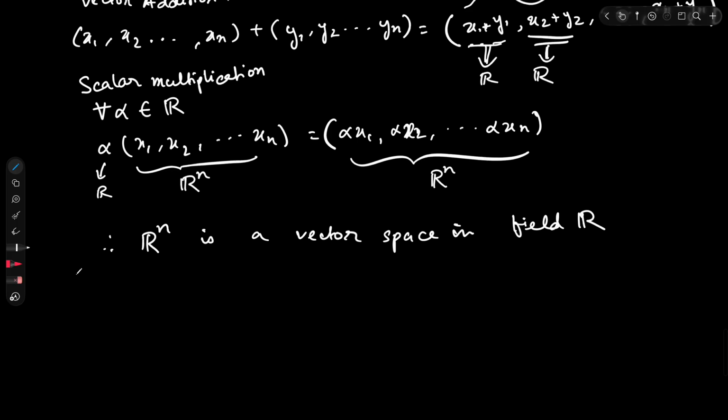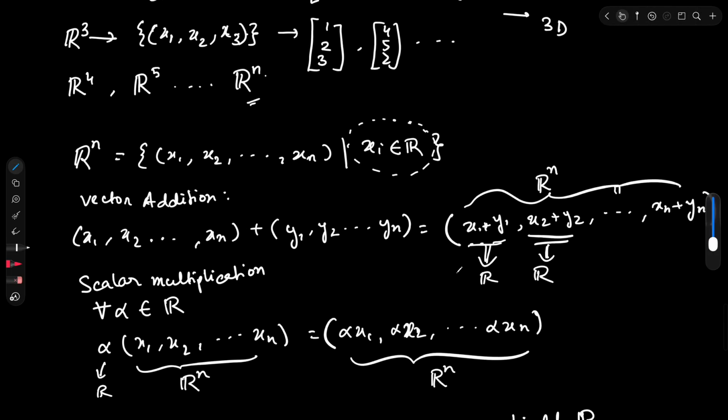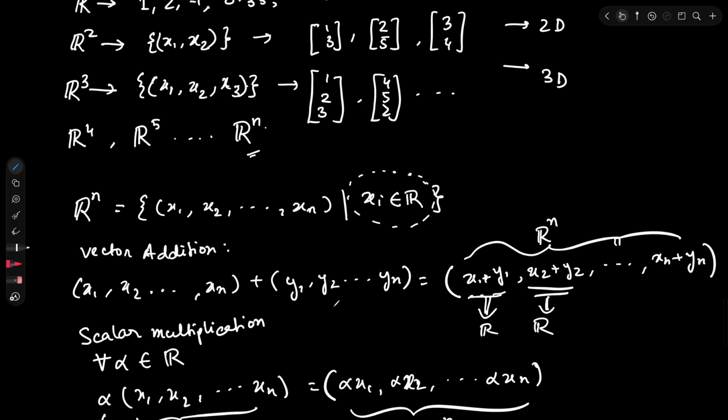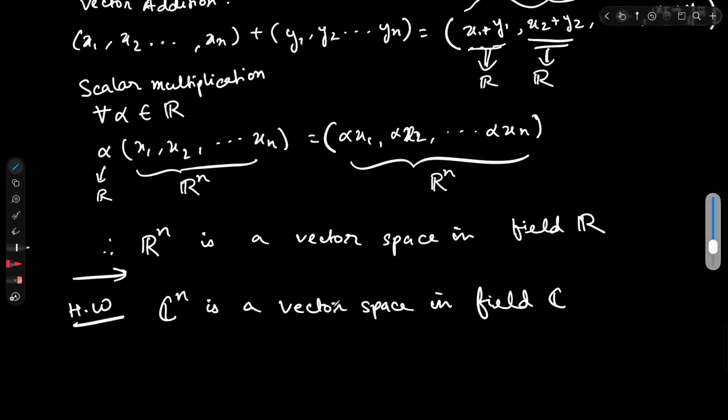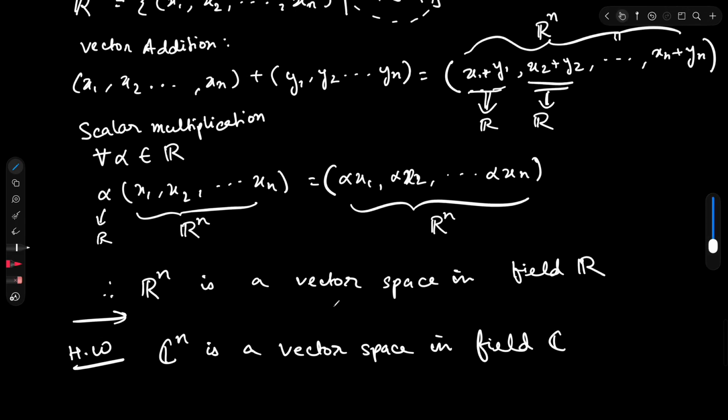Similarly, you can try at home to prove this, a kind of homework, that Cn, or n dimensional complex numbers, is a vector space over the field of complex numbers. And every proof will be exactly the same as what we did here. Here you're dealing with n dimensional real numbers, there you will be dealing with n dimensional complex numbers. So that's all about today, and tomorrow we will be doing the next lecture.